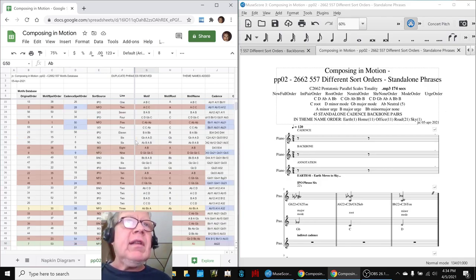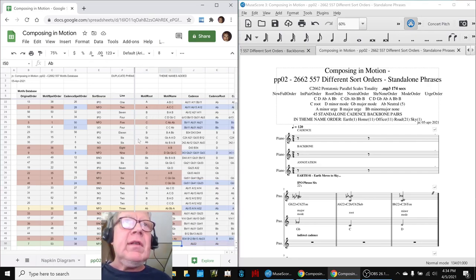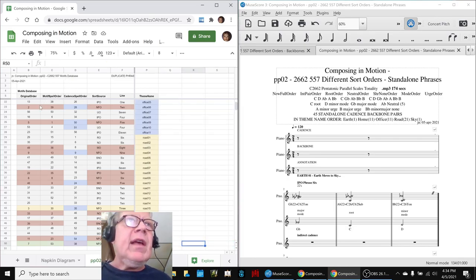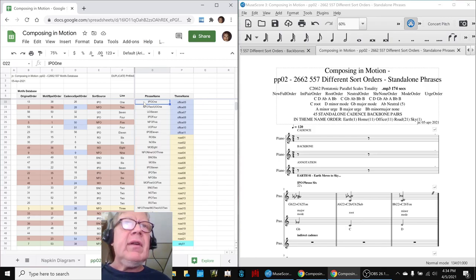which has lots and lots of things in it. It's the first time we've done a motifs database. Basically, anything that is red, the motif was repeated. If it's a gray motif, it was a unique motif. Anything that was this kind of blue was a repeated cadence, but anything that was a gray cadence is unique. Based on that, we were able to identify 45 things that don't repeat.